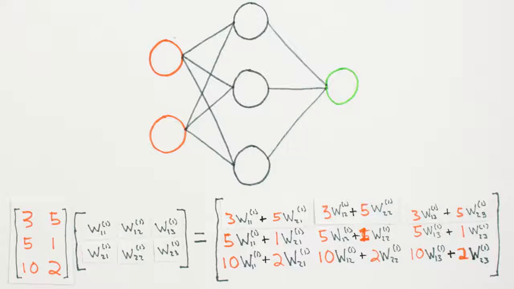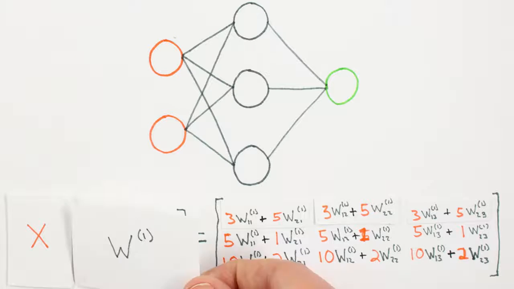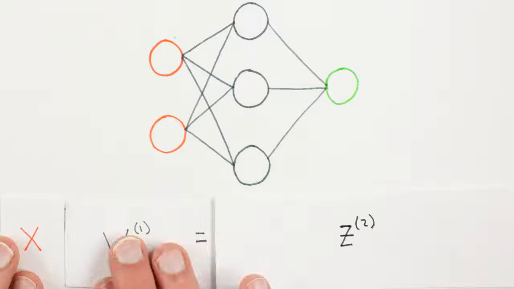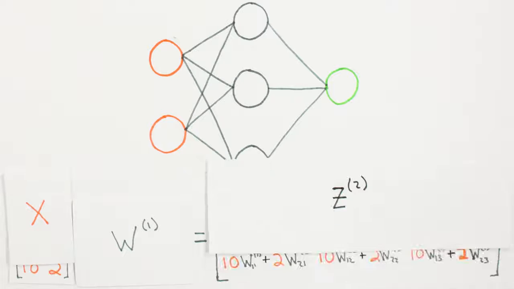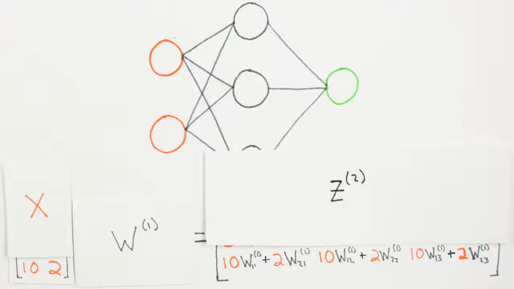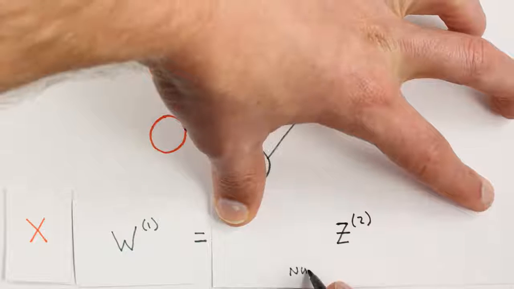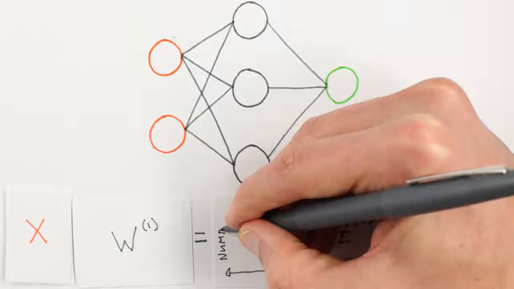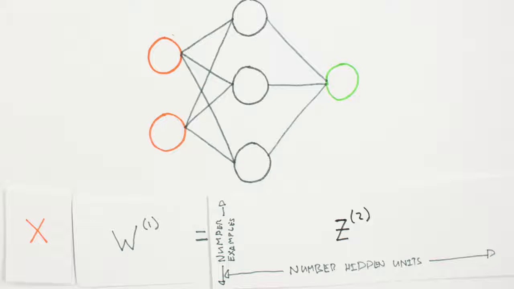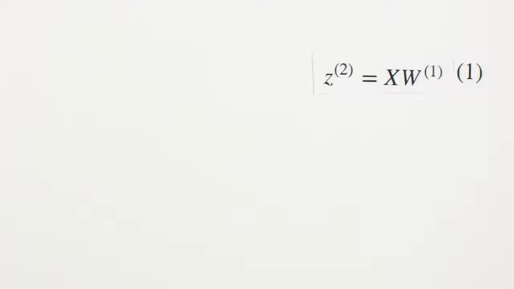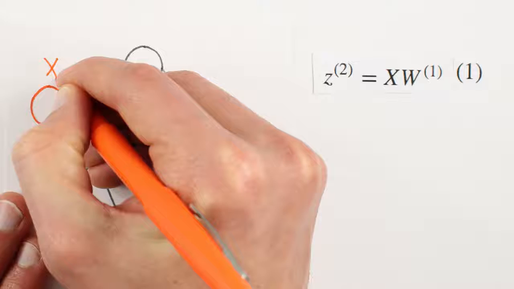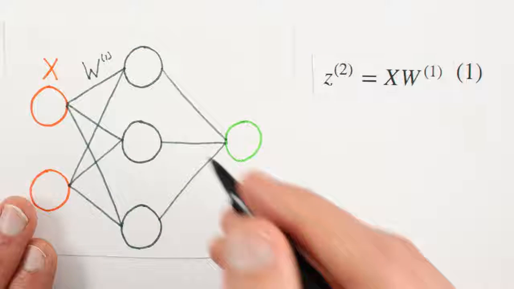From here on out, we'll refer to these matrices as X, W1, and Z2, where Z2 is the activity of our second layer. Notice that each entry in Z is a sum of weighted inputs to each neuron. Z is of size 3 by 3, 1 row for each example, and 1 column for each hidden unit. We now have our first official formula. Z2 is equal to X times W1. Matrix notation is really nice here because it allows us to express the complex underlying process in a single line.